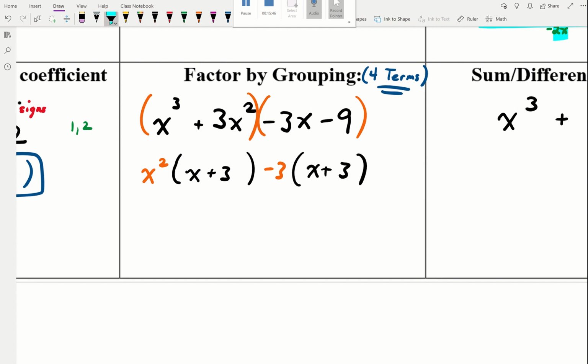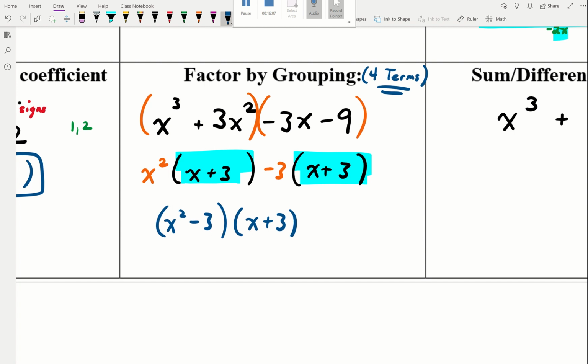Now, for the grouping method to work, this factor has to be the same as this, and they are. And essentially what you're doing at this point is just using the GCF again, which is x plus 3, and then the x squared minus 3 is going to be the other factor. Because if we take out the x plus 3, we're left with x squared from here and negative 3 from here. And that's grouping.